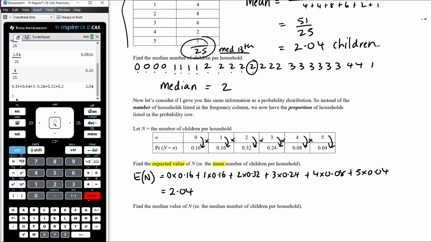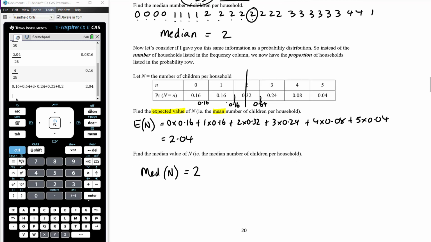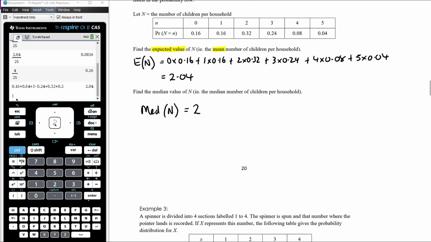If we wanted to find the median value, if we're thinking about where the middle is, this doesn't add up to 25, this adds up to 1. So the middle is where we get 0.5, where the probabilities reach 0.5. So we cumulatively add up the probabilities: 0.16, then 0.32, so we're still not at 0.5, now 0.64. So 0.5 has to happen somewhere in this category, and so the median of n is going to be 2. So, adding up your probabilities until you get to 0.5.